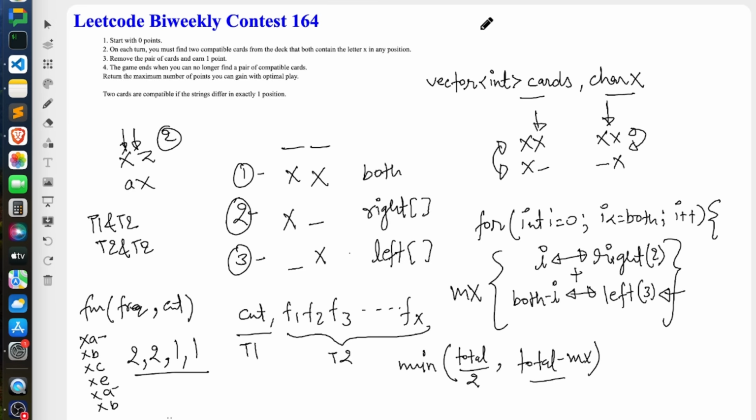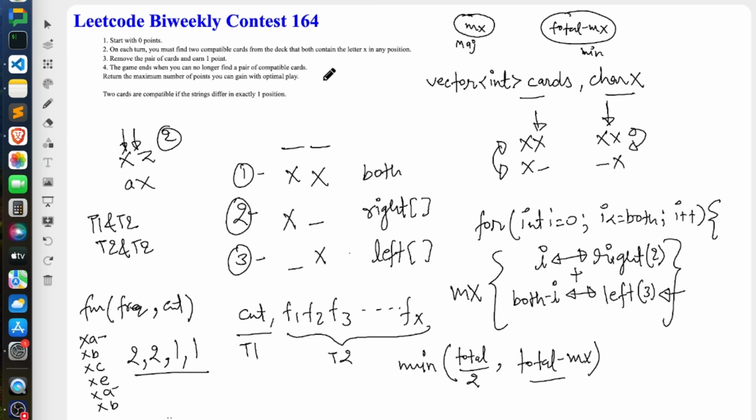Let's see what it is. So let's say the maximum frequency in either of type 1 and type 2 is mx. So let's say this is my mx. So how many cards are left? Total minus mx, right? So let's say this is majority, and this is minority. I just call it majority and minority.